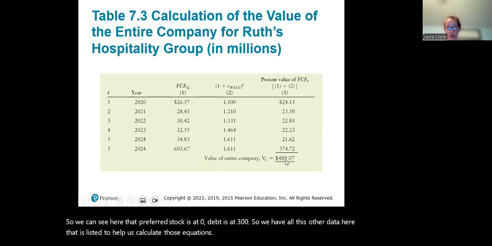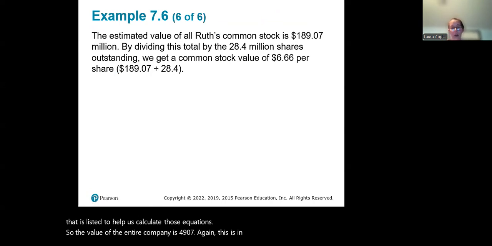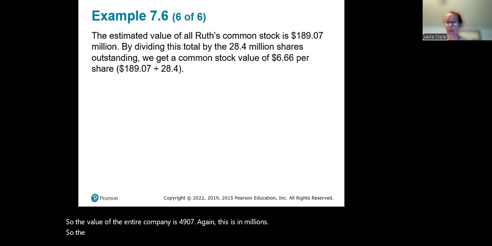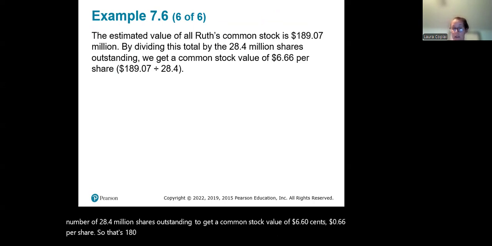So the value of the entire company is 489.07. Again, this is in millions. So the estimated value of their common stock is 189.07. That's taken by dividing by the total number of 28.4 million shares outstanding to get a common stock value of $6.66 per share. So that's 189.07 divided by the 28.4 outstanding.